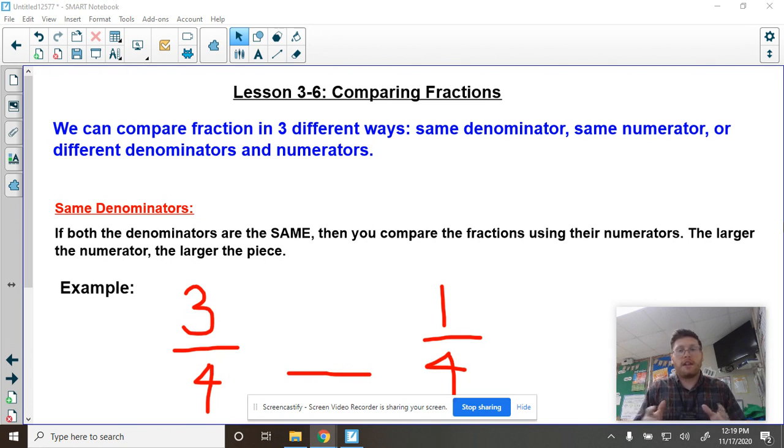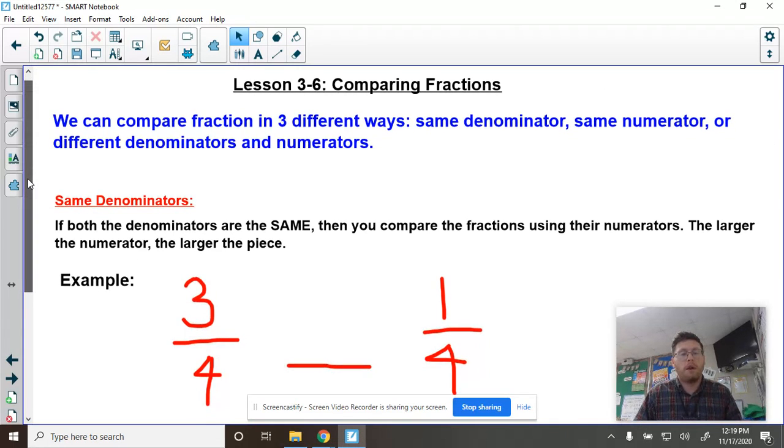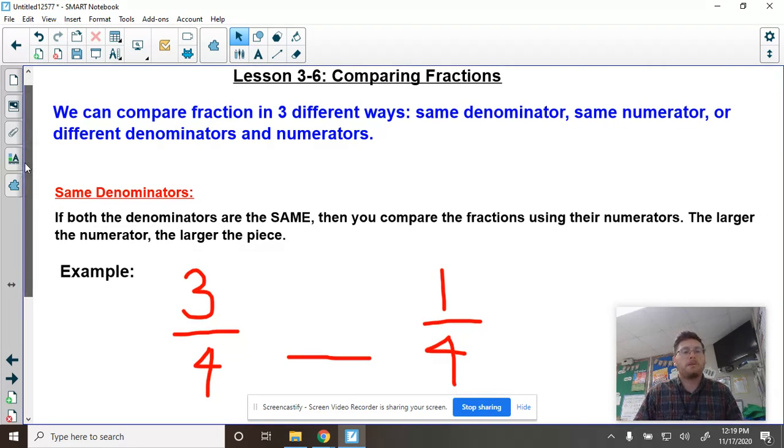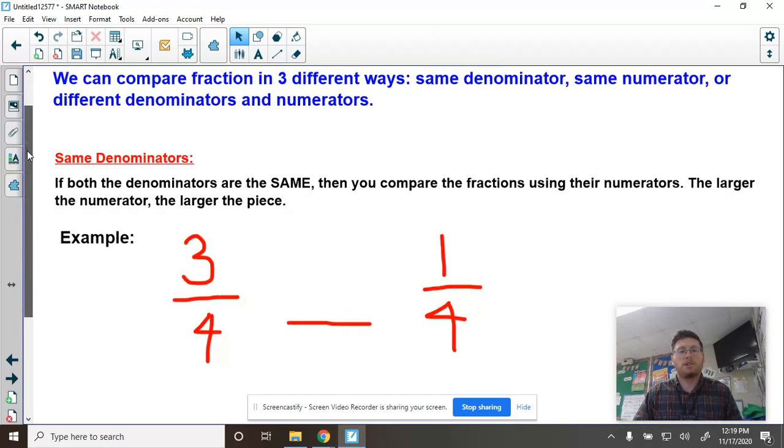All right, so this lesson I actually really enjoy because I love seeing the different strategies that we have. With this lesson, I'm going to show you three different ways that we can compare fractions. We can compare fractions when they have the same denominator, the same numerator, or both different denominators and different numerators. So let's look at this first one.